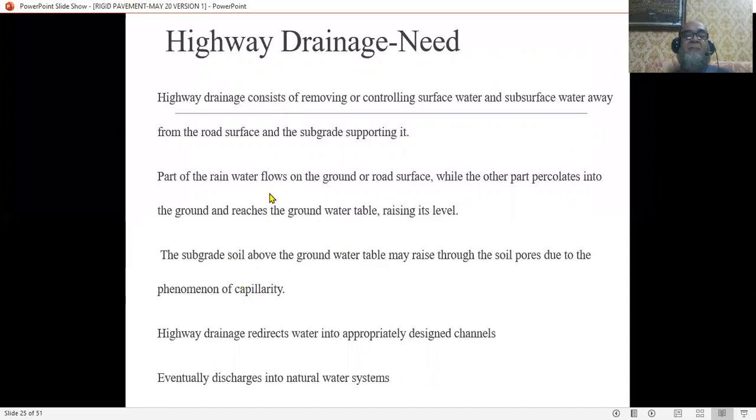So whatever happens is, whenever the water reaches the ground, it raises its level. Now we have to control this water as well. Highway drainage redirects water into appropriate design channels, eventually discharging into natural water systems like canals, rivers, and ultimately to the sea and oceans.